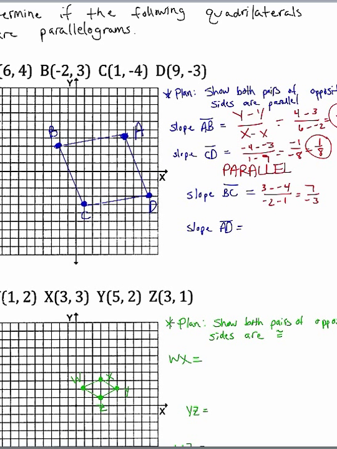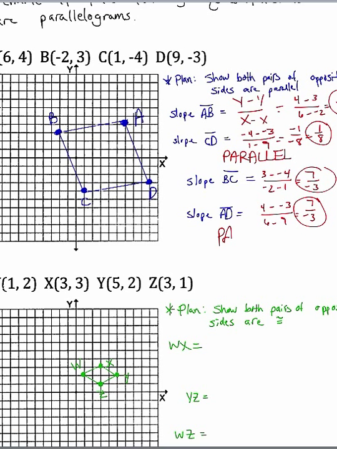The slope of AD, that's the opposite side, so that's going to be the y of 4 minus the y of negative 3 over the x of 6 minus the x of 9, which ends up giving me 7 over negative 3. And here again, I've shown that these two slopes are the same, which means they are parallel.